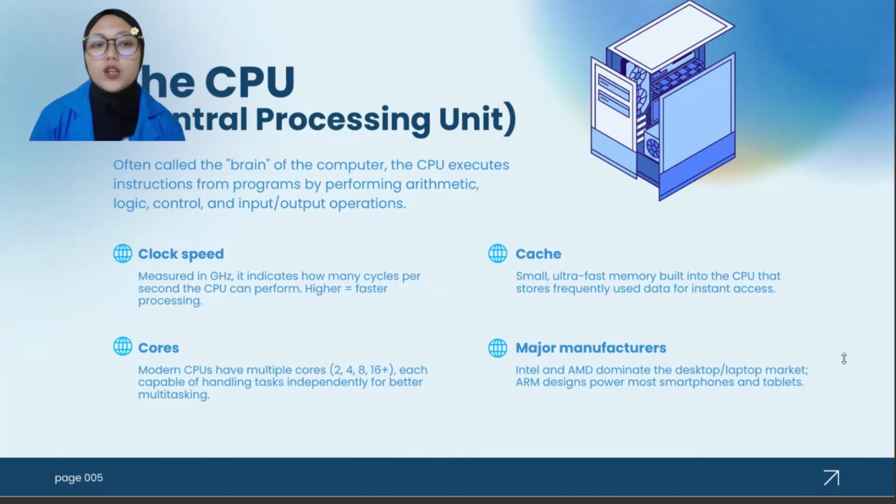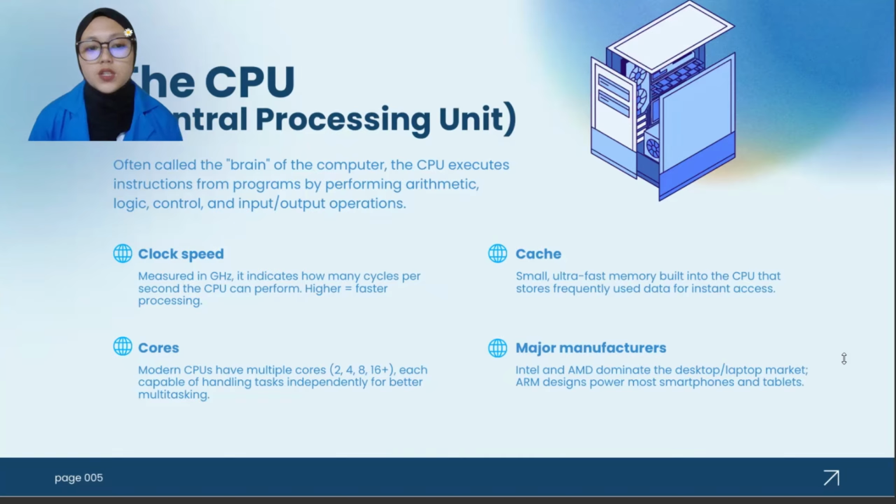The CPU, or Central Processing Unit. Often called the brain of the computer, the CPU executes instructions from programs by performing arithmetic, logic, control, and input-output operations. Number 1, clock speed. Measured in GHz, it indicates how many cycles per second the CPU can perform. Higher equals faster processing.